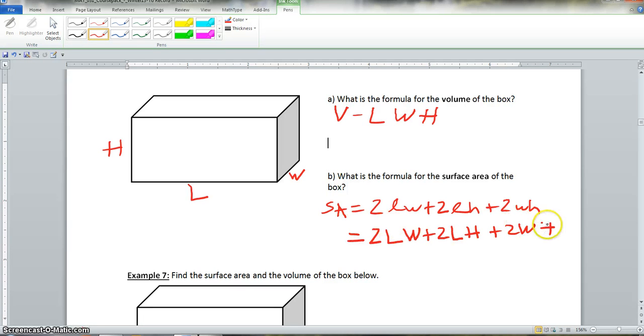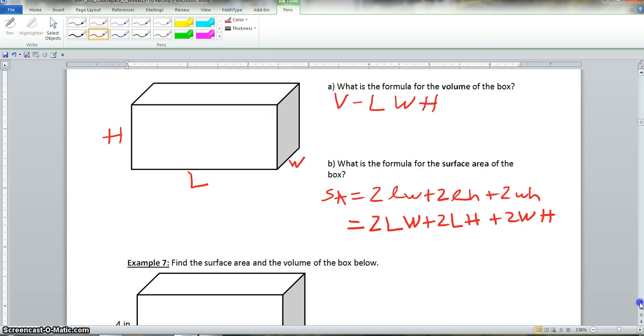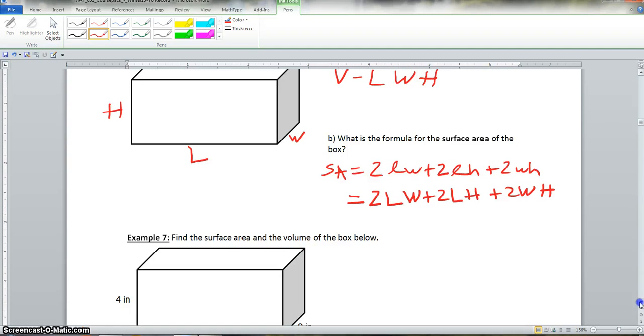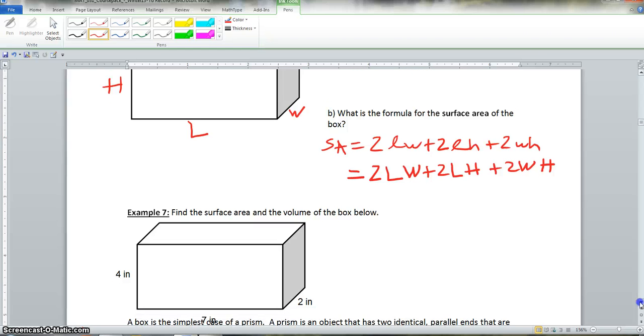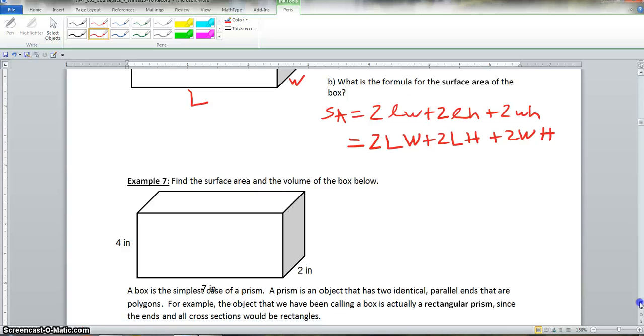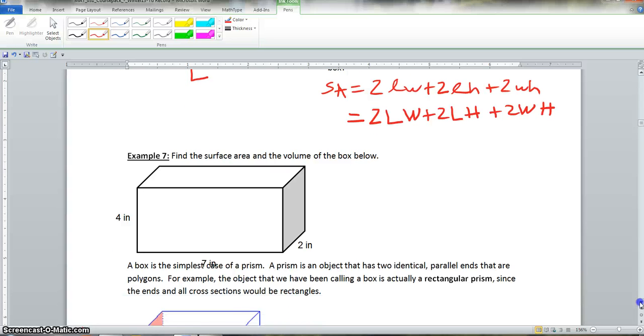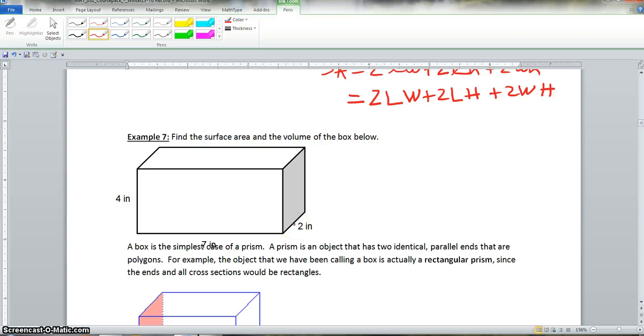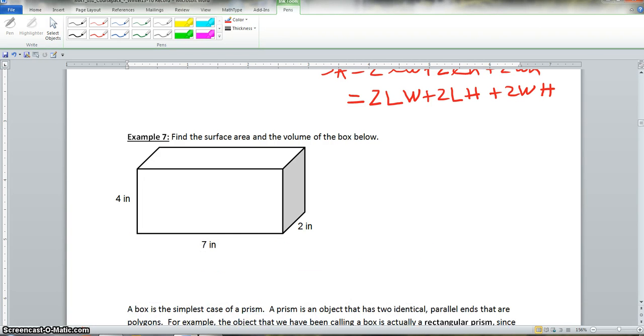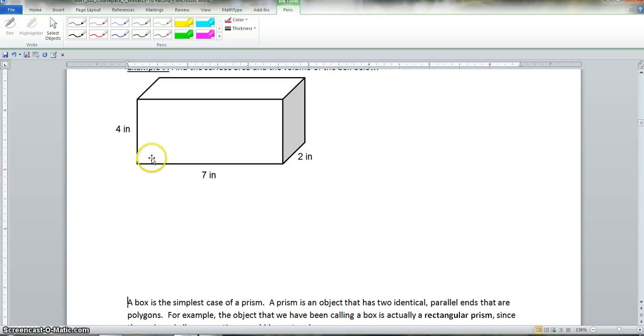And so this will be the way how you would write the formula for this particular problem. But in general, typically they use the lowercase letters. So now, let's take a look here at example 7. It says, find the surface area and the volume of the box below. Now, what we have here is our height, our length, and our width.